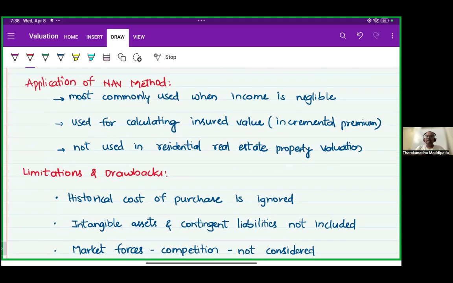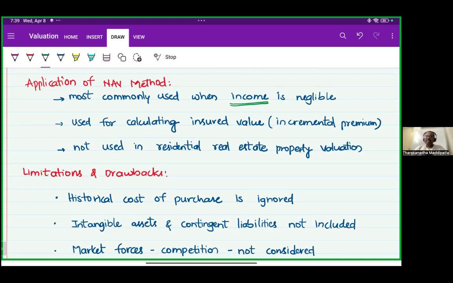Now, let us look at application of NAV method. Usually, or most commonly, the NAV method is used where income is very negligible. It means we are in a scenario where the income generation for the assets is very minimal, but the cost to set up the assets is huge. A general example is schools and hospitals because they operate as non-profit organizations, but in the current scenario that doesn't work out. So schools and hospitals may be a good example, but not now in the present scenario.